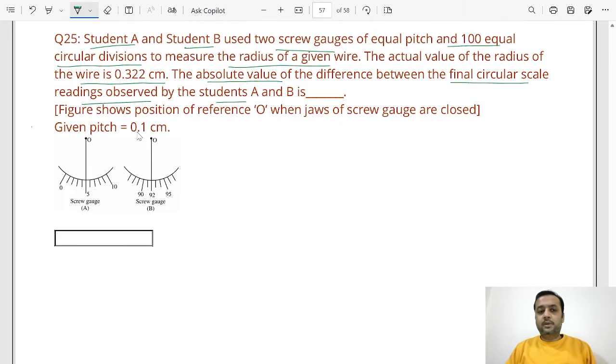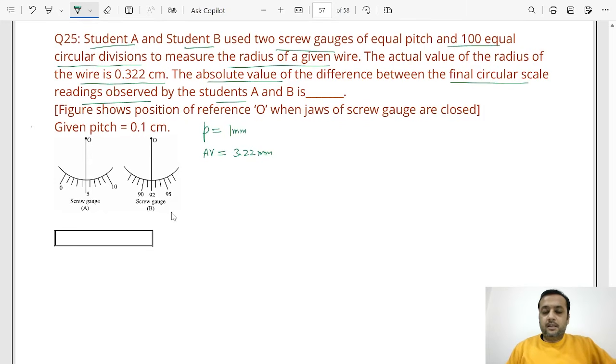Now look here, the idea is that the pitch value is 0.1 centimeter. So let's work in millimeters. The pitch will be 0.1 centimeter, that means 1 mm. All right, the radius of the wire is how much? Let me call that the actual value, which is the radius of the wire, 3.22 mm.